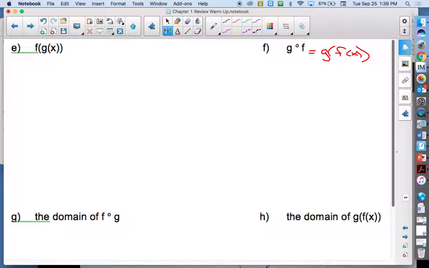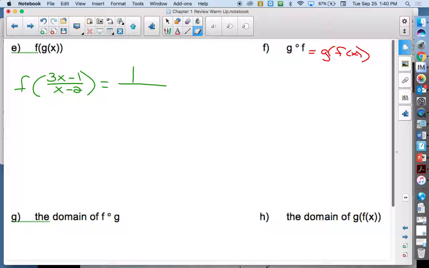So, Kate, how do you work through this composite function? You have to plug in g for x in the f of x. And g is (3x minus 1) over (x minus 2). Okay, and he said plug that in for x in the f of x. And f of x says 1 divided by x, and instead of x, we have (3x minus 1) over (x minus 2).